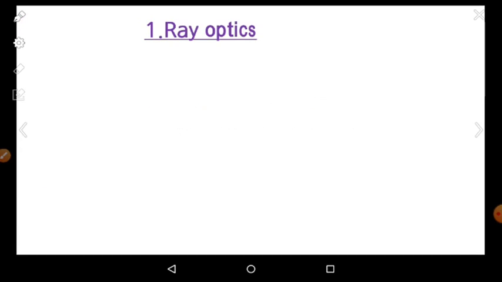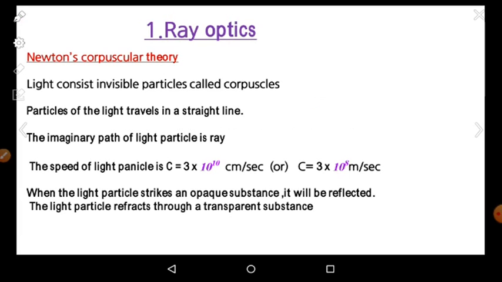Here, coming to ray optics, as I told, this is a sub branch of optics which deals with the nature of light based on Newton's theory. Newton's theory and his experiments resulted in the conclusion that light consists of many small invisible particles, and he named them corpuscles. These corpuscles travel in vacuum or in air with a speed of 3 multiplied by 10 to the power of 10 centimeters per second, or 3 multiplied by 10 to the power of 8 meters per second.